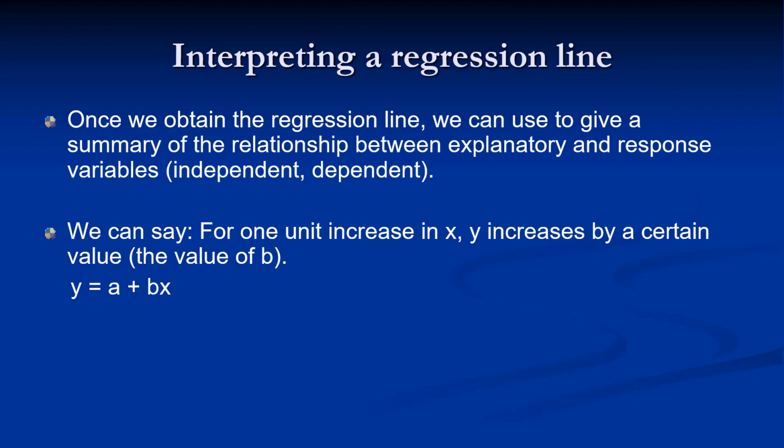Once we obtain the regression line, we can use it to give a summary of the relationship between explanatory and response variables, or independent and dependent variables. So we can say for one unit increase in x, y increases by a certain value, the value of b.